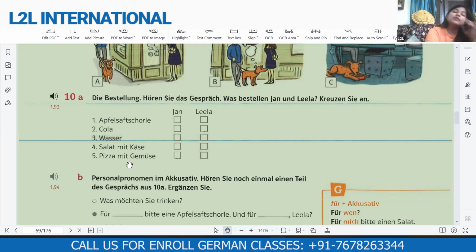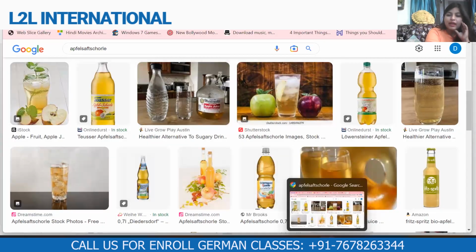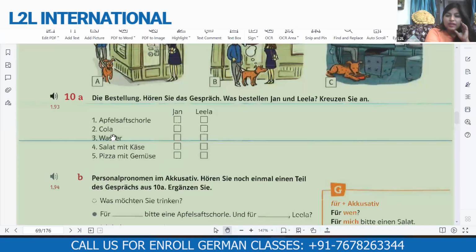So there are 5 items here. Apfelsaftschorle is this. It's like an appy fizz drink, an apple drink. Cola is cola. Wasser is water. Salat with Käse, that is salad with cheese. And pizza with Gemüse, that is pizza with vegetable. So this is the menu card.